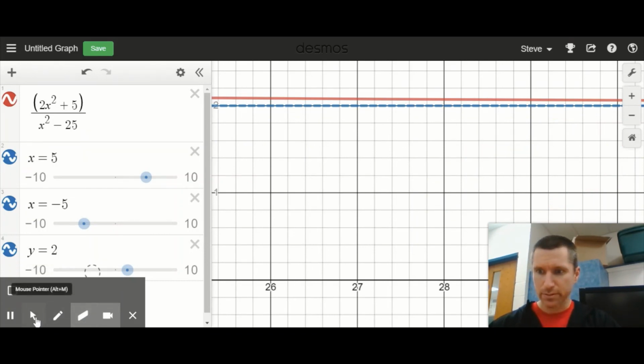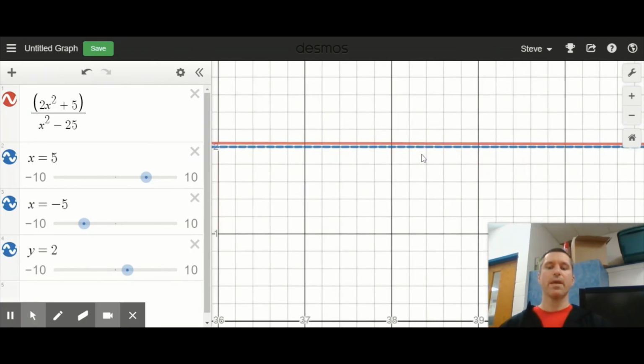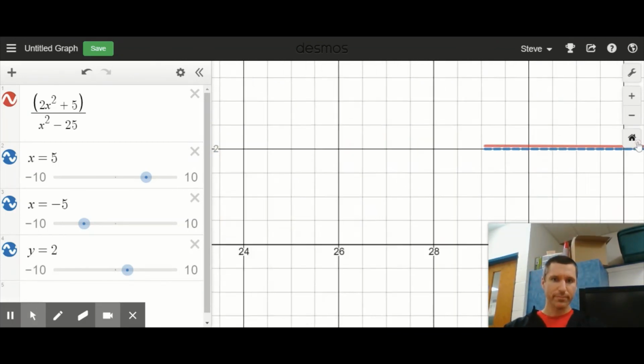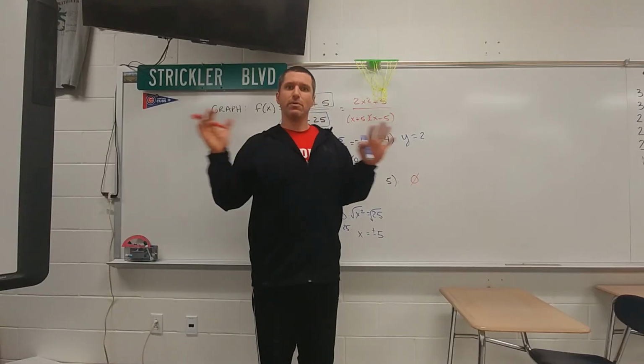I'm having a hard time with the marker, but approaching, approaching, approaching. We're good. And there's no holes. There it is. All right, and we're done.